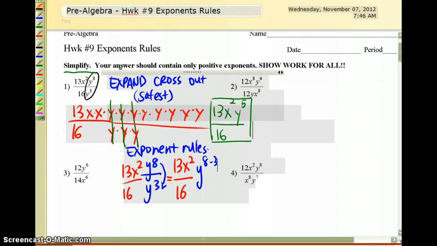Really, I'm going to erase this right here. This gives me y to the 5th, and that's how I get my final answer. I'll work on number 2 and then erase this part later.